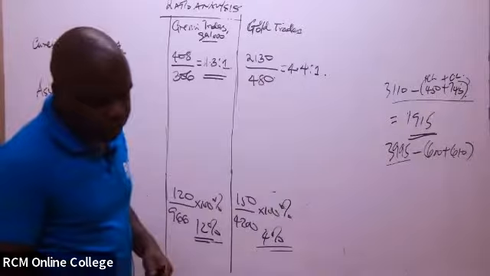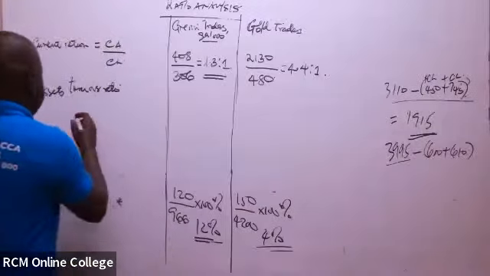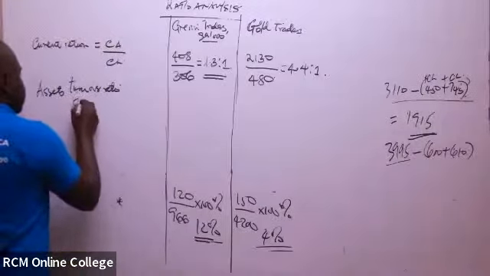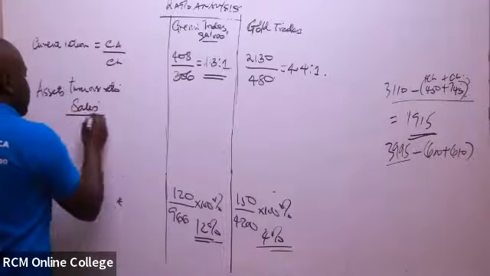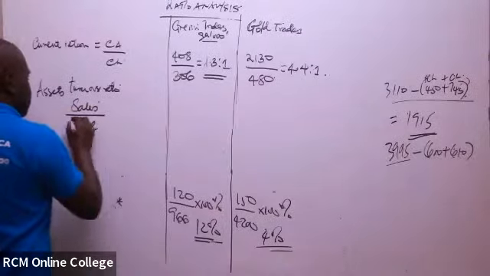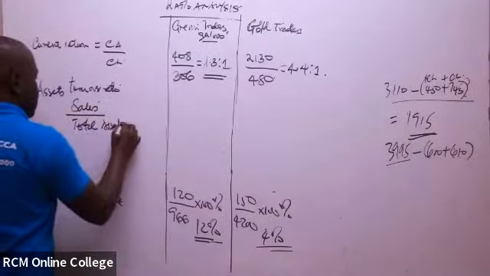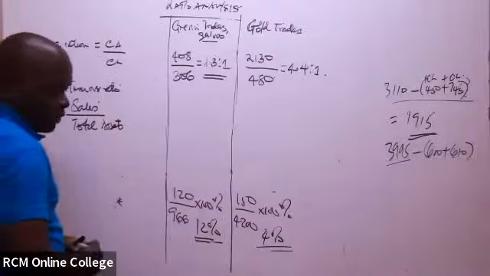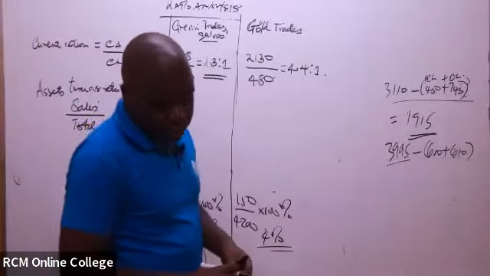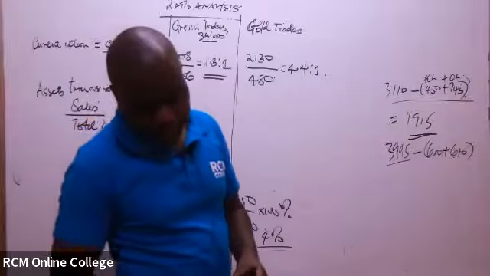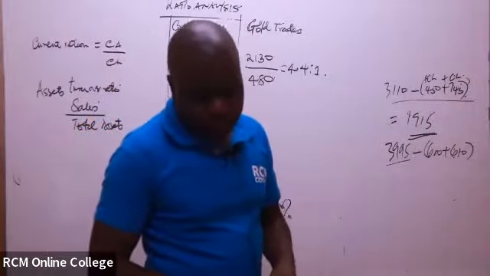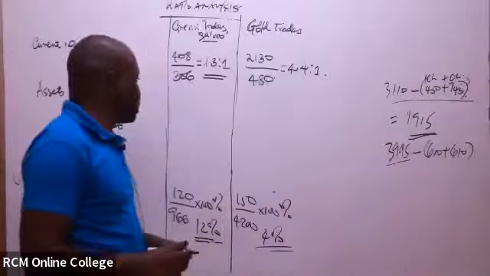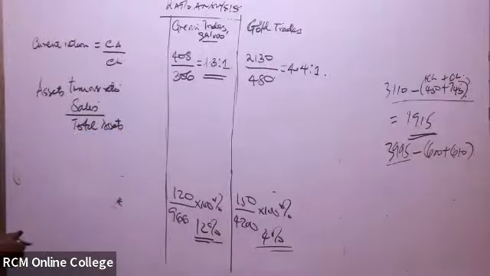So in this case, it will be sales over the total assets. You take sales over the total assets. Sometimes we call it the investment turnover ratio.